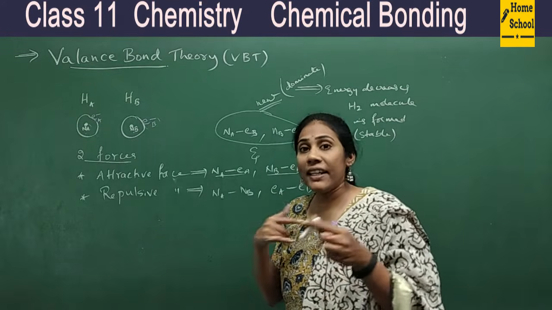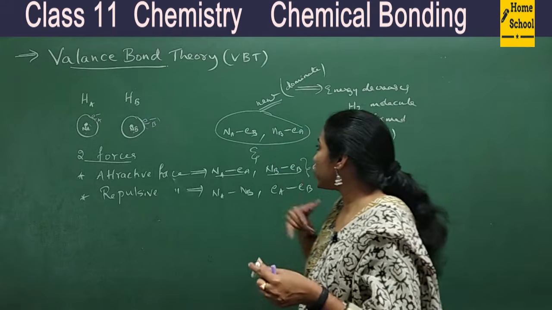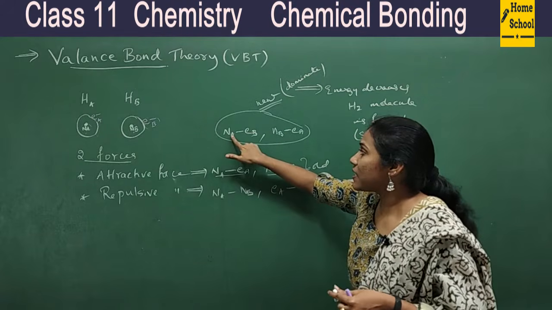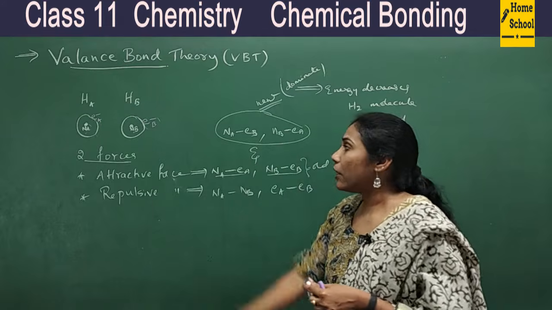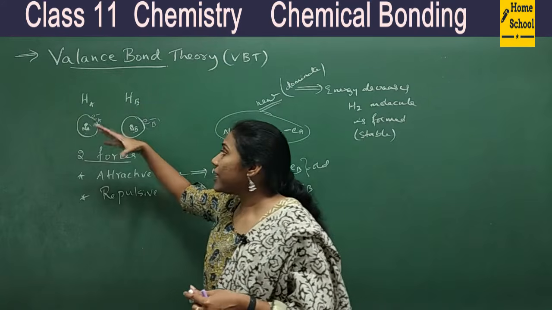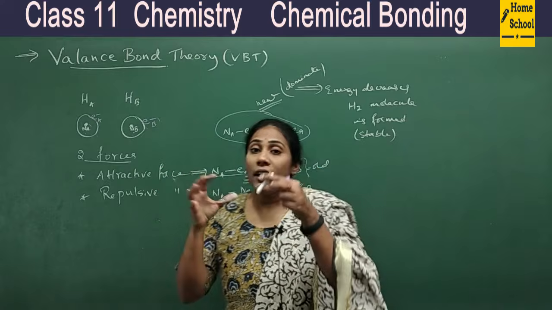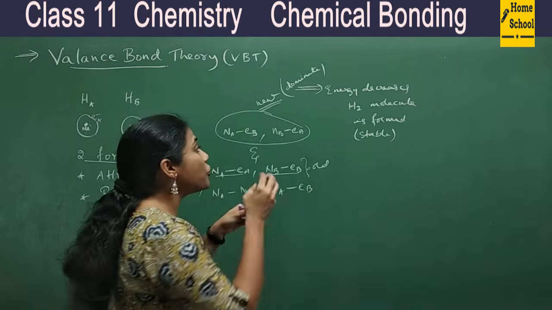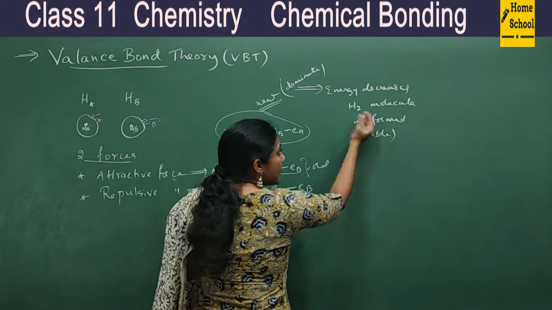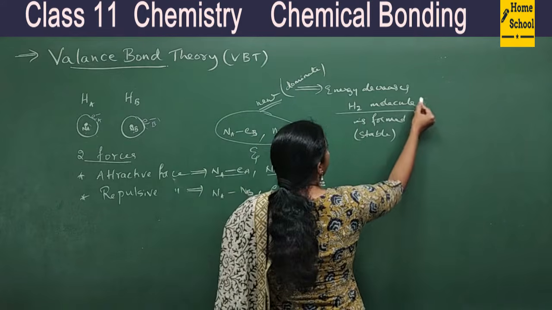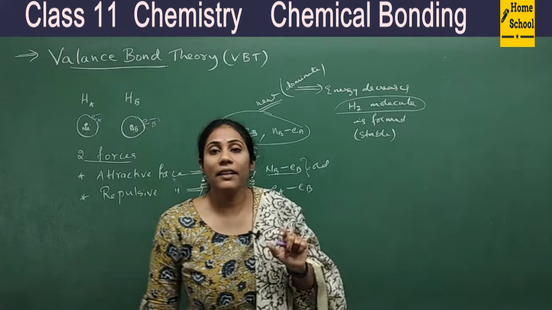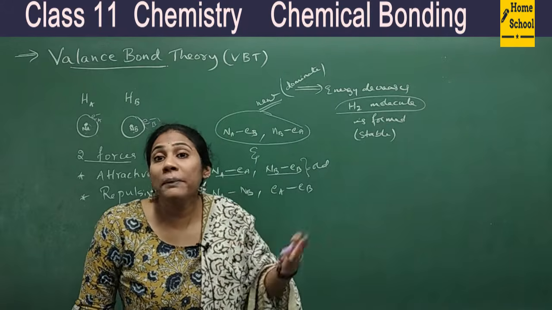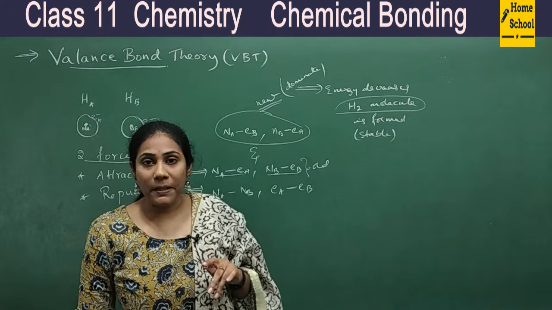Right? So whenever attractive forces dominate, which attractive forces? Attractive forces between NaEb and NbEa. When these forces dominate, overall energy decreases. So at this point of time, sharing of electrons takes place. That leads to the formation of a stable H2 molecule. Right? So this is normally how sharing of electrons takes place.